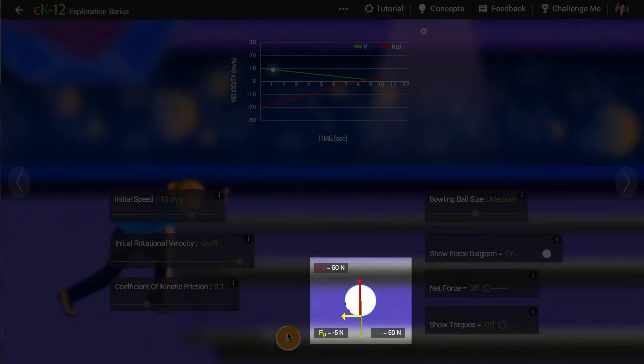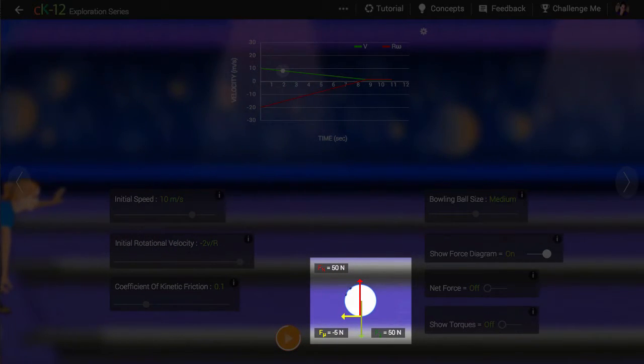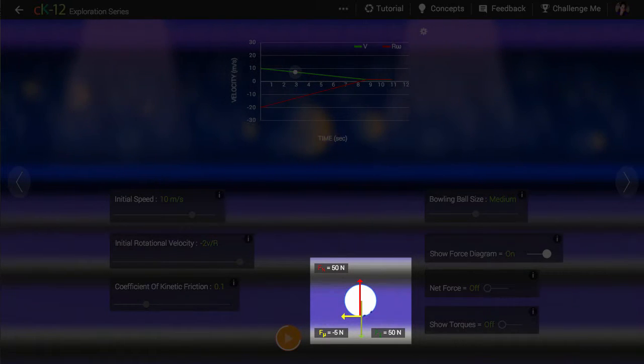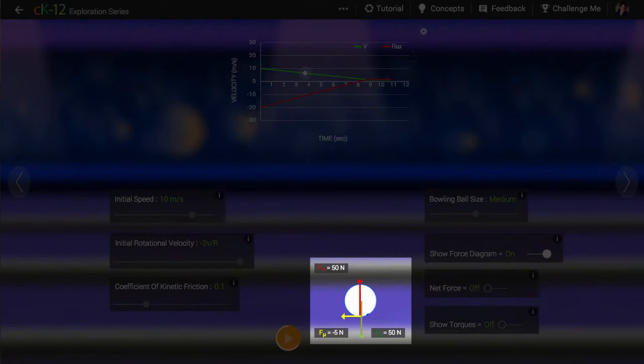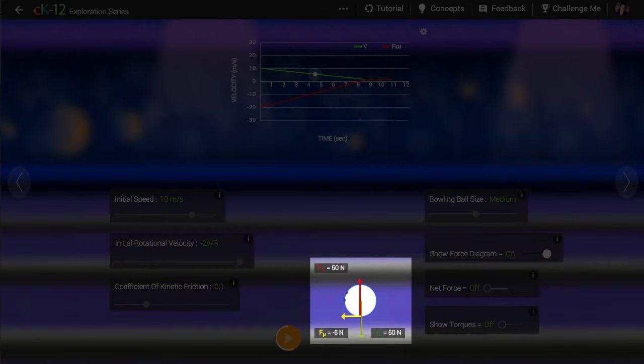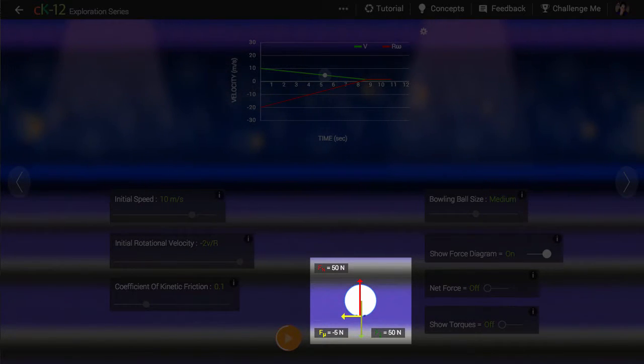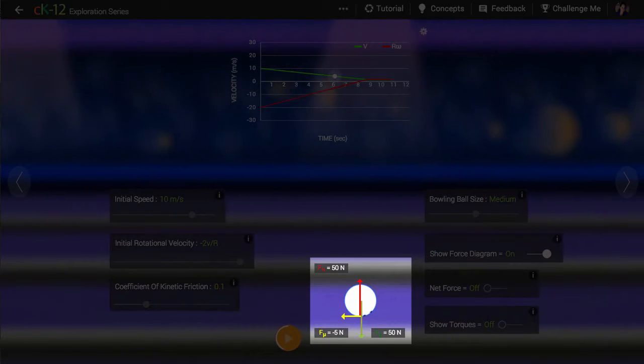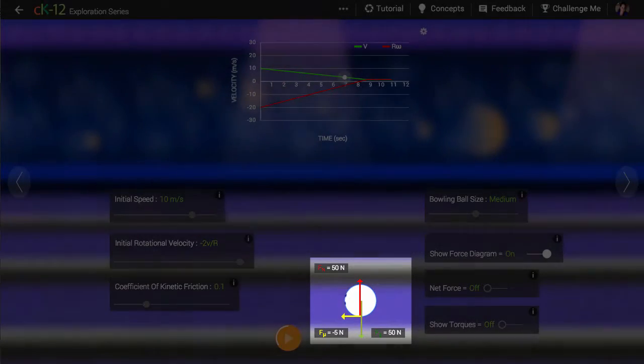A word of caution here. The force vectors are labeled with their actual values, but are not shown to scale. The frictional force should only be 1/10 the length of the normal force vector because the coefficient of friction is 0.1. We found when designing the simulation that this was very hard to visualize to scale.